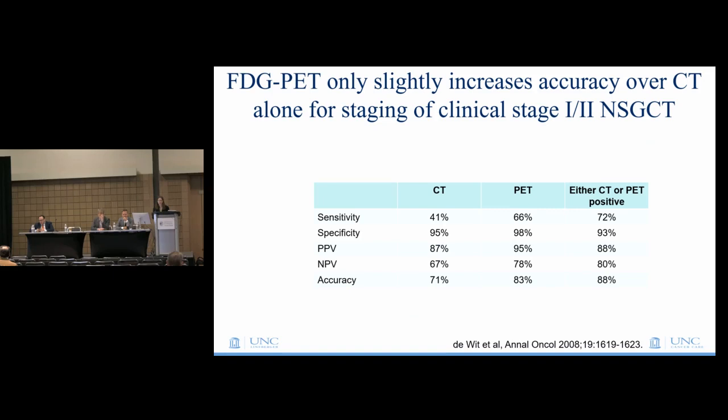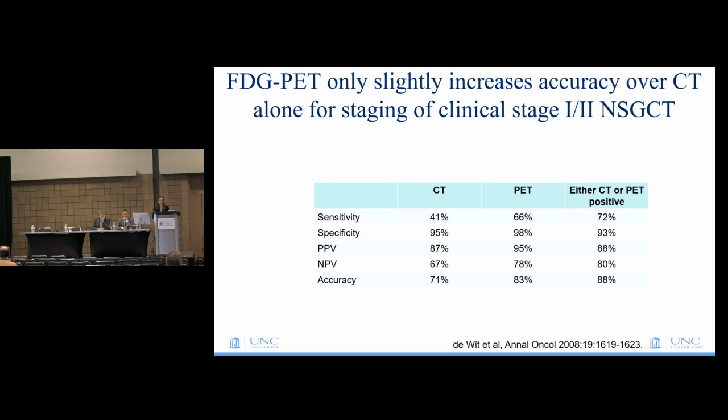But if you break it down and look at the sensitivity, specificity, and accuracy, it's similar to what we just heard in bladder: it does slightly increase some of these metrics, but really only slightly. When you take into account the difficulty in interpretation, the access, and the cost, it's really not a benefit and probably not cost effective to do PET-CTs for staging. But you can see here, they increased negative predictive value from 67 to 78% with CT and PET.